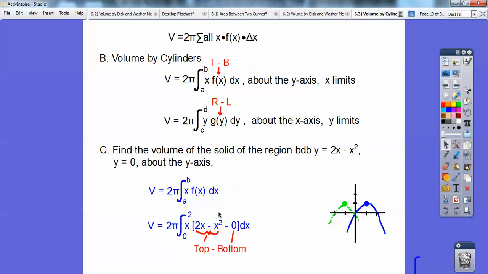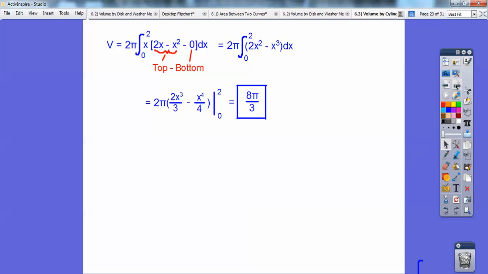The top is y equals 2x minus x squared, it's this equation right here, and the bottom is y equals 0, the x-axis. So there's my top minus bottom, going from x equals 0 to 2. Don't forget your x right there. Now it's just the integral stuff from basic calculus that we learned how to do before. When you integrate, you should get 8 pi over 3.